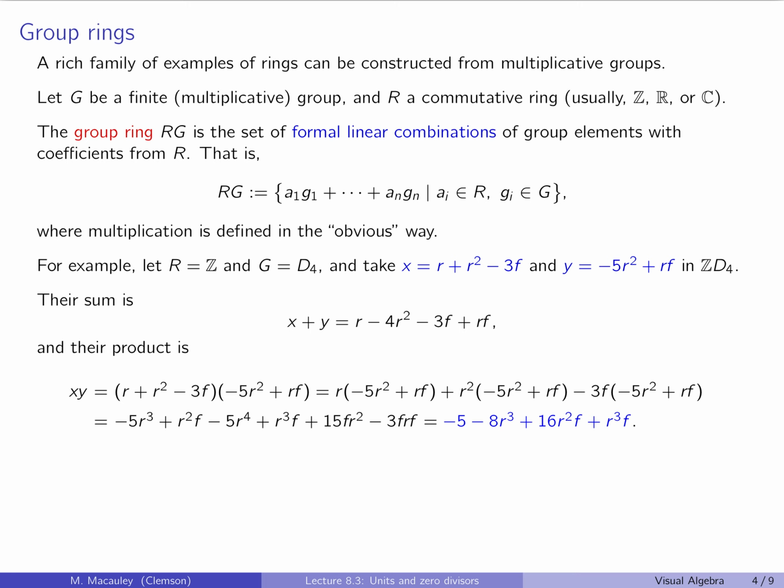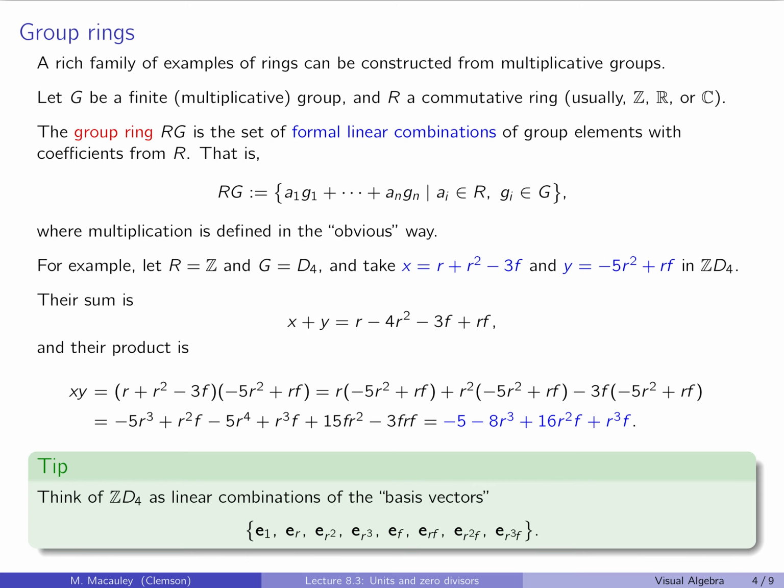The product x times y, you just multiply them out as you would polynomials and combine like terms. So I'm not going to do this, but if you carry this out, you will get -5 minus 8r cubed plus 16r squared f plus r cubed f. So you apply the same relations as you do in the group, but you have coefficients from R.